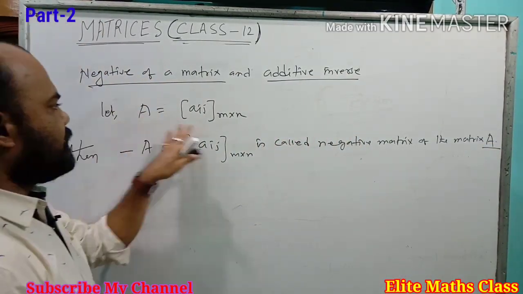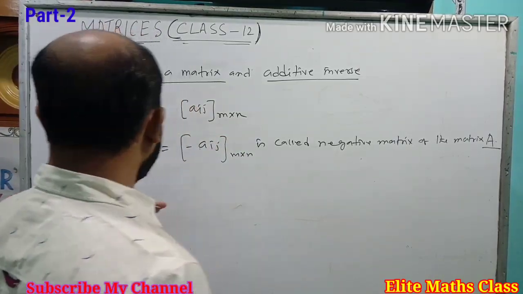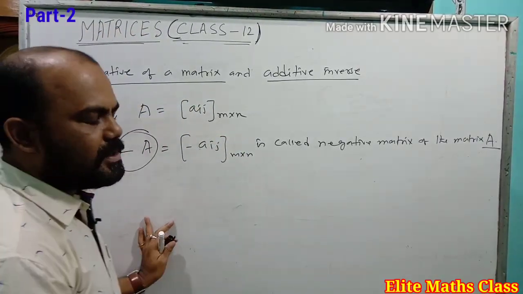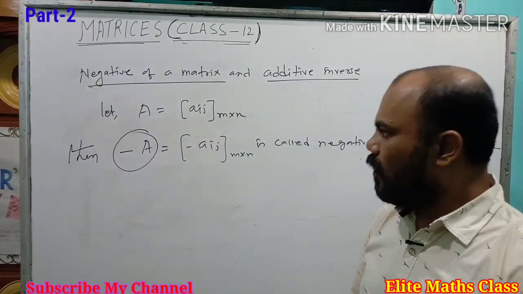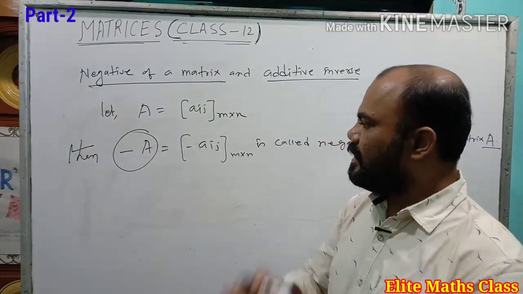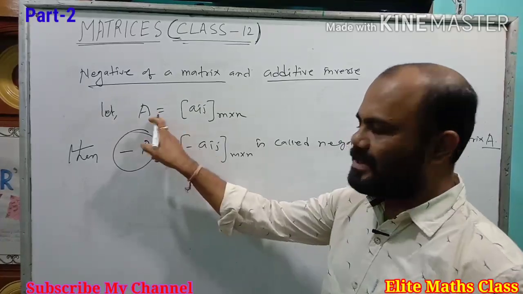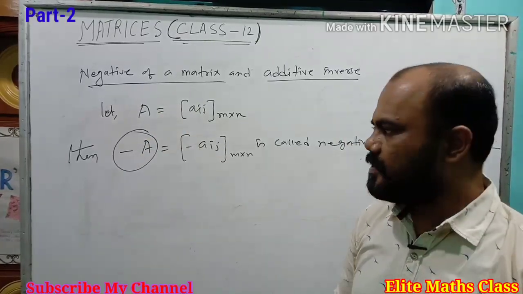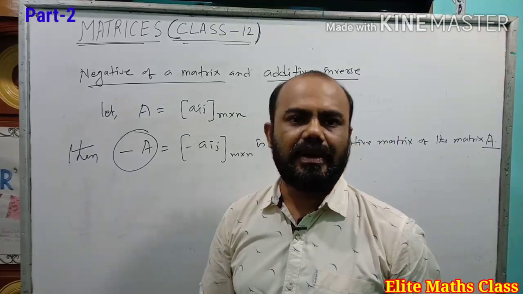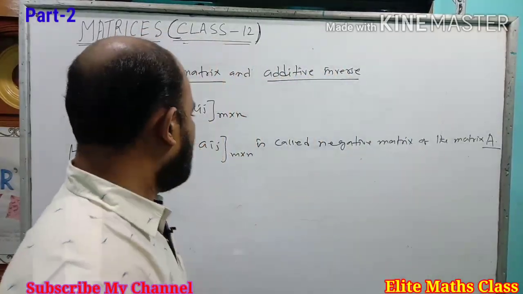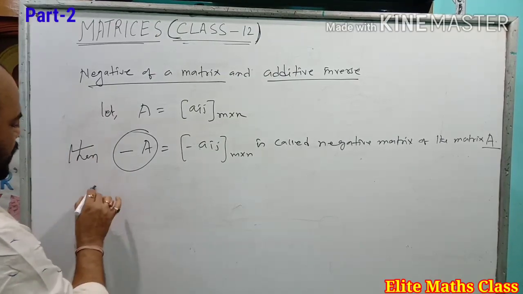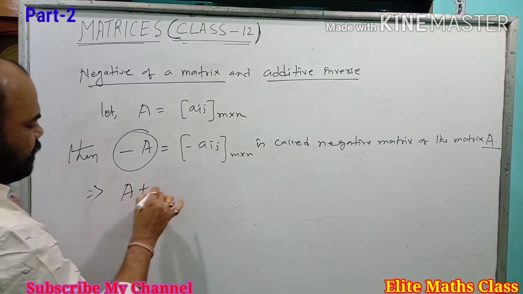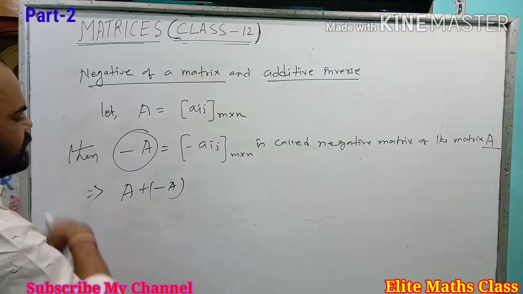What is the order of the matrix? It is m by n. Then what is minus of A? Minus of A means every element is replaced by its negative element, or you may say that every element of the matrix A is multiplied by a negative sign, then the matrix obtained is called negative of the matrix A. Now what is additive inverse? Now see, from our additive property, A plus minus A, these two matrices are added.